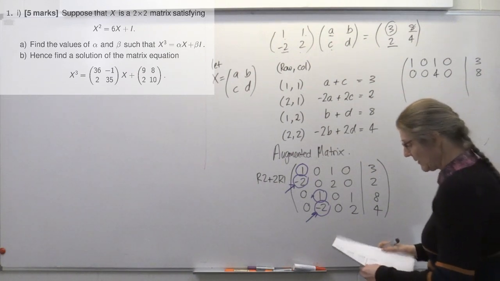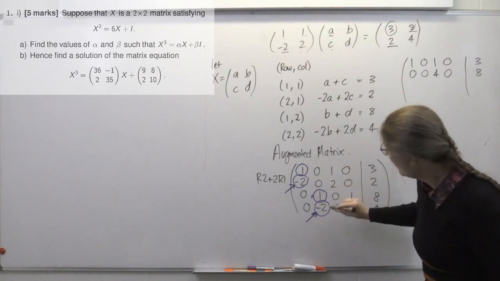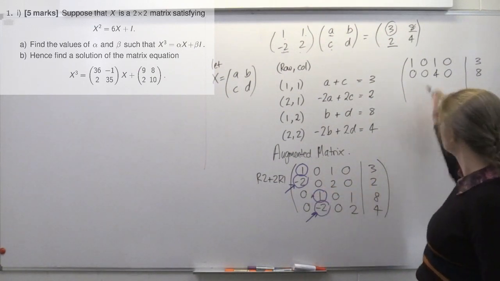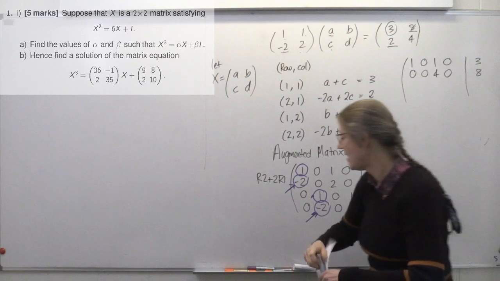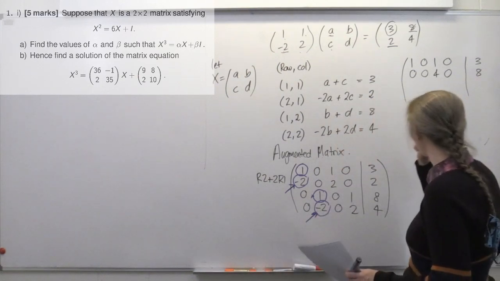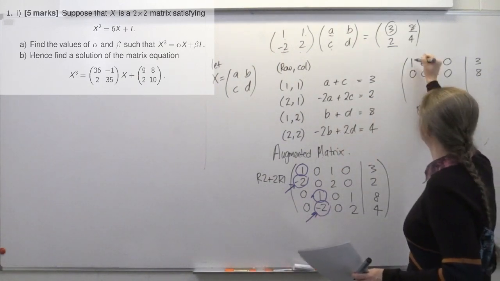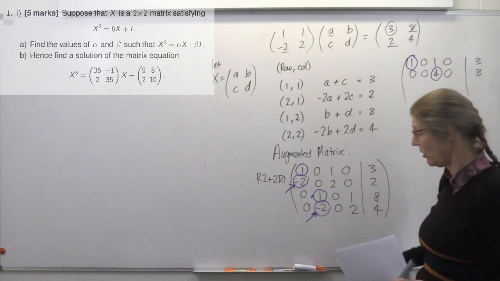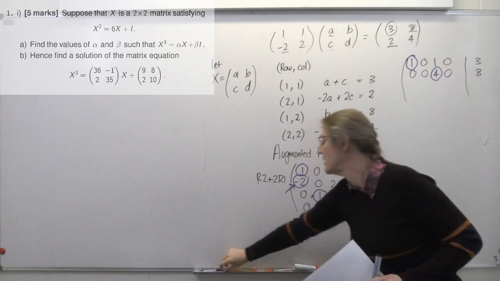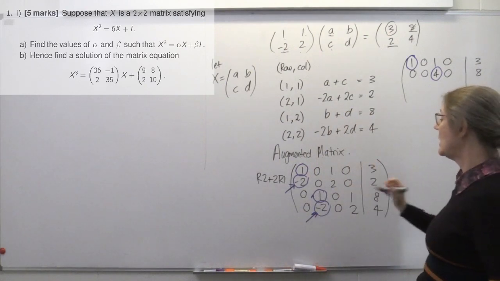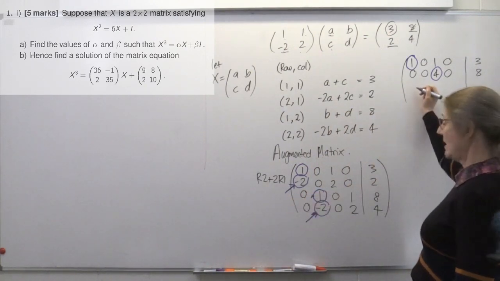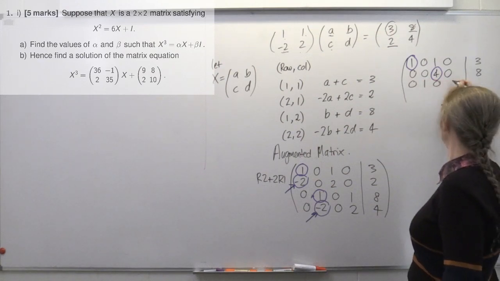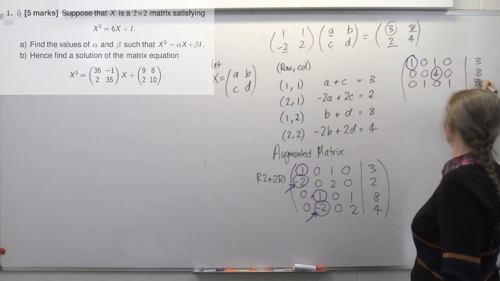Now I'm going to leave this one here alone because I can see already I have one pivot here and one pivot here, but no pivot in that second column. So I'm going to leave row 3 alone, and it's going to have 0, 1, 0, 1, 8.